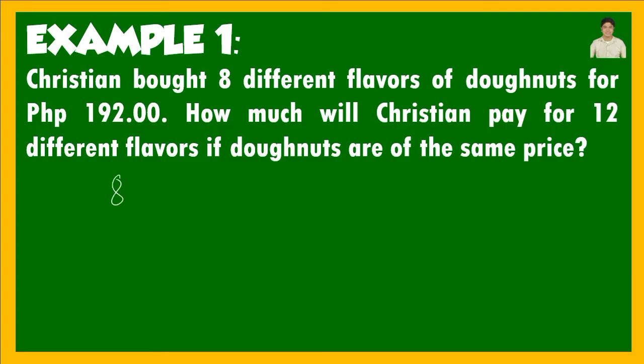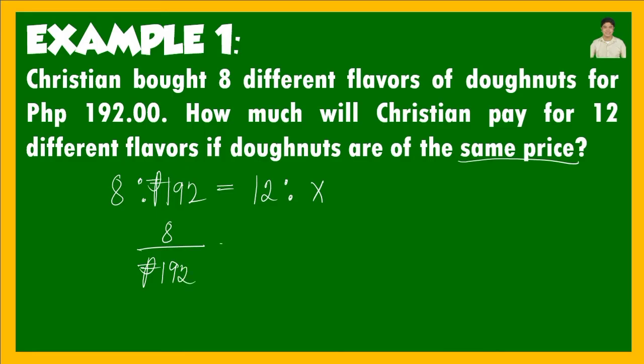So, sulat natin dito, 8 is to 192 pesos equals 12 is to X. So, yung X na yan po yung hinahanap natin kung magkano yung total na babayaran ni Christian dun sa binili niyang 12 na donuts, considering na same price. So, ayan. Sulat natin in fraction form para mas makita nyo. 8 over 192 pesos is equal to 12 over X.